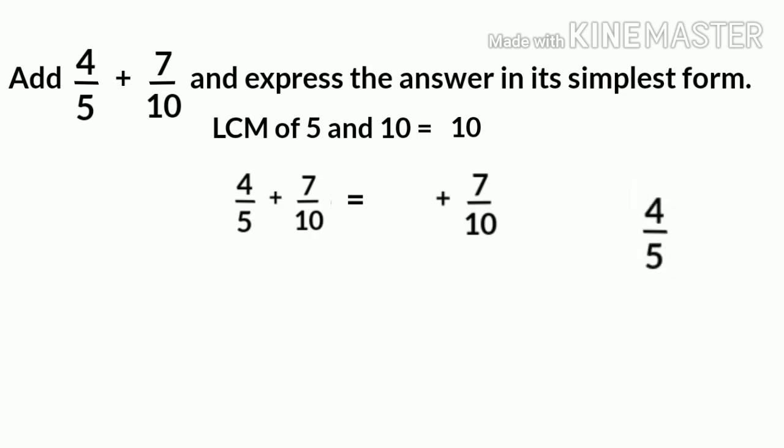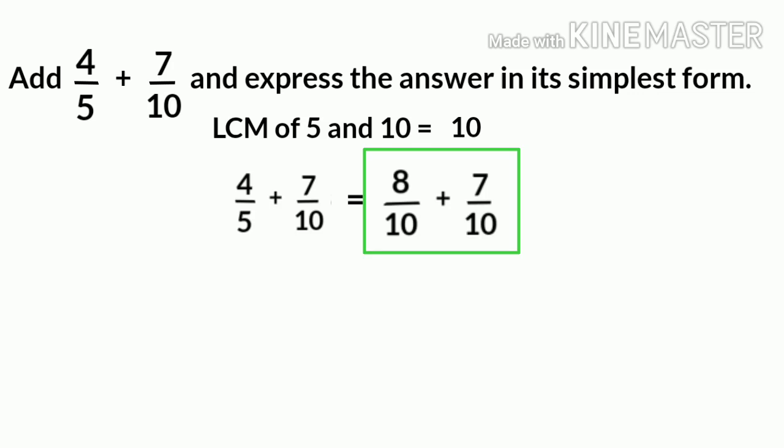So to make the denominator 5 equal to 10, we need to multiply 5 by 2. And since we multiplied the denominator by 2, we also need to multiply the numerator by 2 as well. 4 multiplied by 2 is 8. So the first fraction is written as 8 by 10. Now that we have changed this fraction, in place of 4 by 5, we will write 8 by 10. So now the fractions are like fractions because the denominators are same.